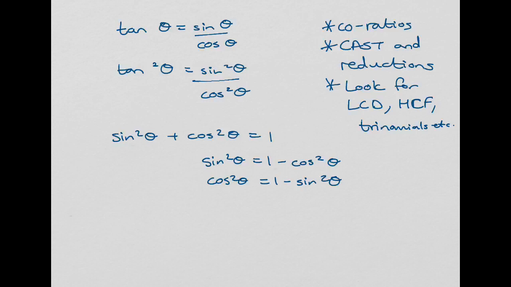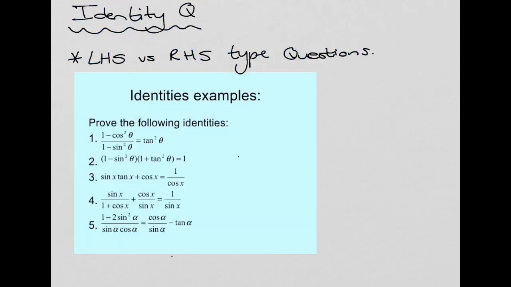Now theta is just representing the angle. They could use an x, they could use an alpha, a beta. It's whatever angle is missing in the question. Now again, in these you are not solving for the angle. You are just simplifying in order to make the left look like the right. So you also would need to use your co-ratio sometimes, your cast diagram and reductions. Look for LCDs, highest common factors, trinomials. There's a lot of algebra that goes into the proving of these identities.